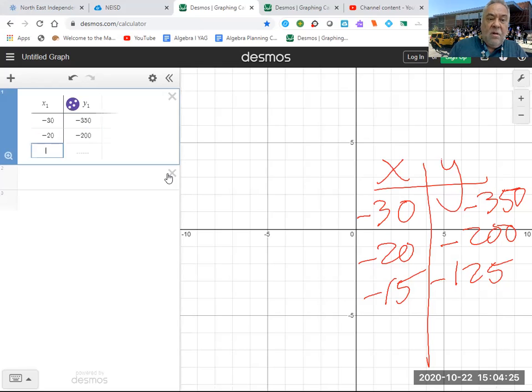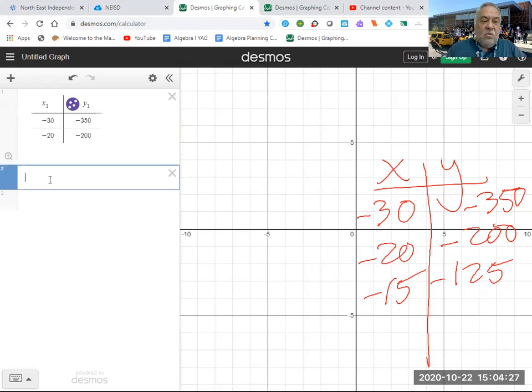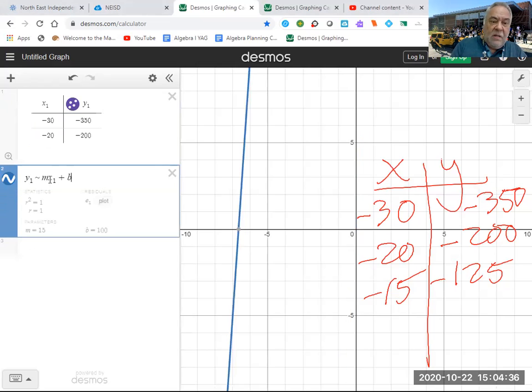minus 200. Okay, and then I use that same thing I used before, y1 tilde mx plus b. Now, if you look, there's the y-intercept 100, we don't care. There's the slope, 15. If you look at the 4 answer choices, if I made this multiple choice, I'd say 2 of them would have a slope of 15 and 2 of them would have a slope of 1 over 15.